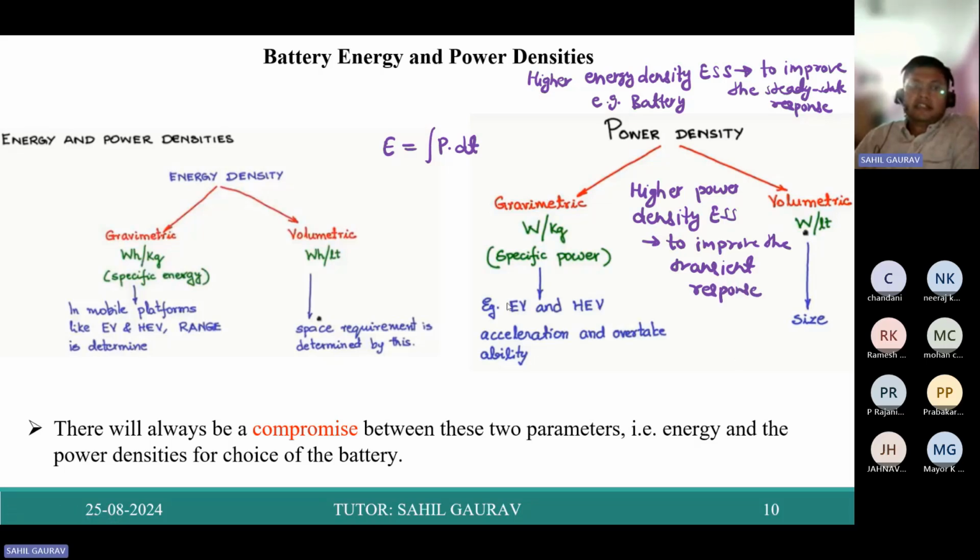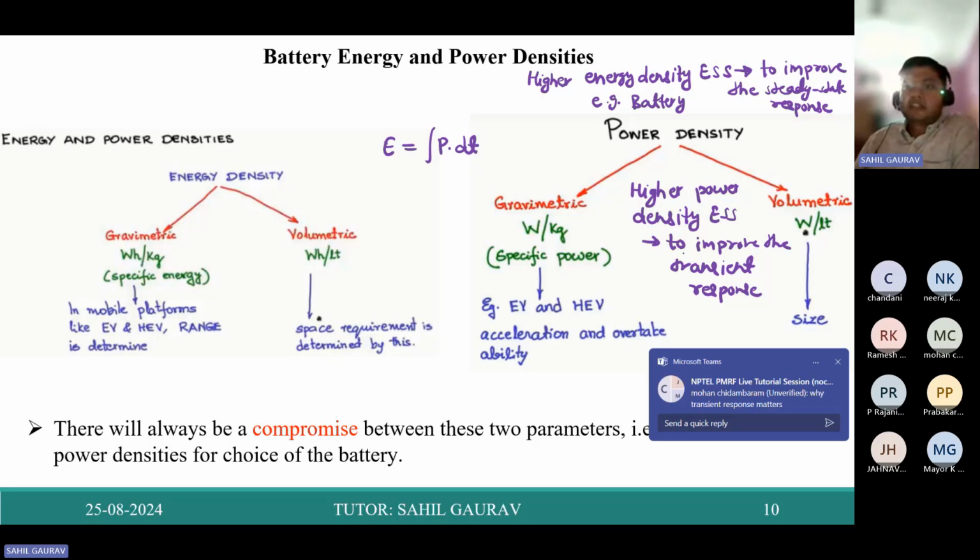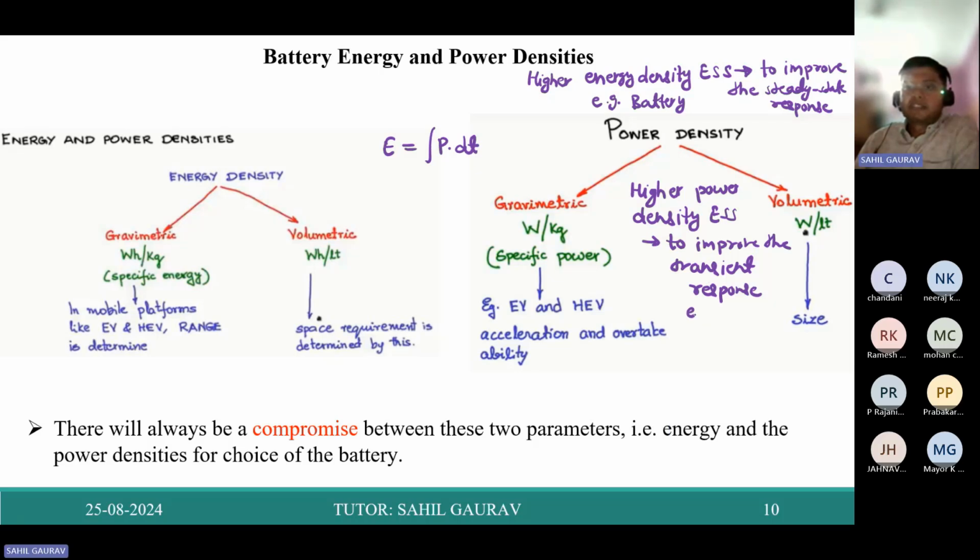Here we also can see that range be determined from this energy density, while this acceleration that be required quick response or overtake ability. So here we need having higher power density. So generally to improve the transient response, the example for this is supercapacitor. It is not related with the battery, but this we use for microgrid application where we required to improve the transient response of sudden fluctuation in the power, it can overcome the sudden demand of power. While to provide this steady state power, we require higher energy storage density energy storage system.